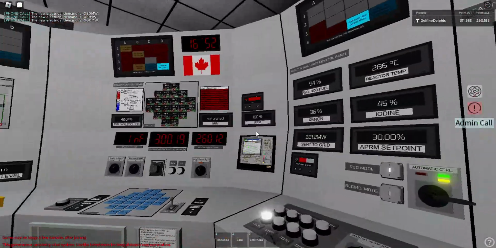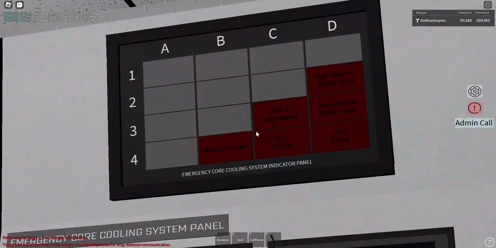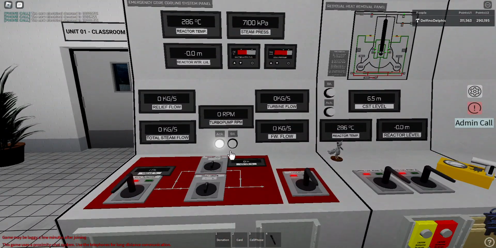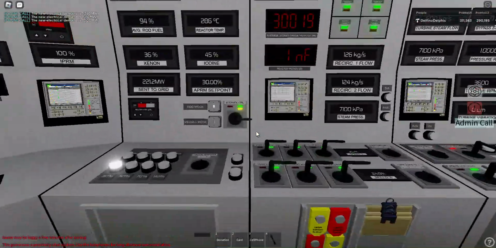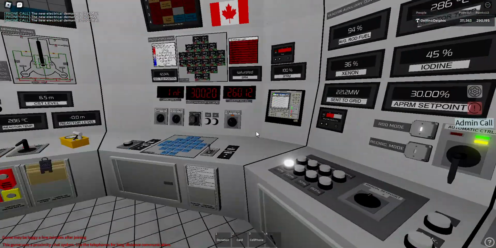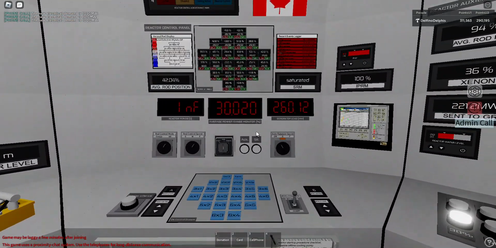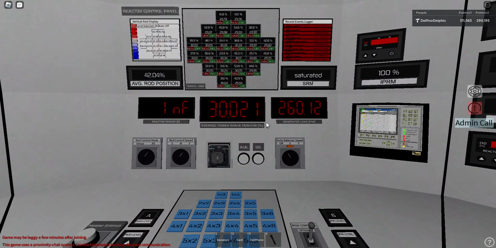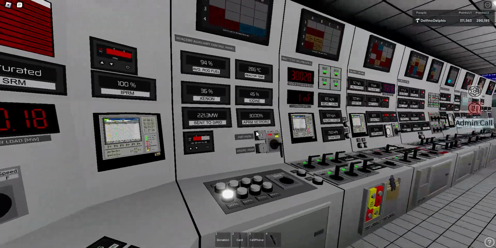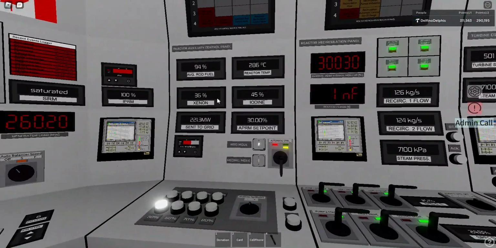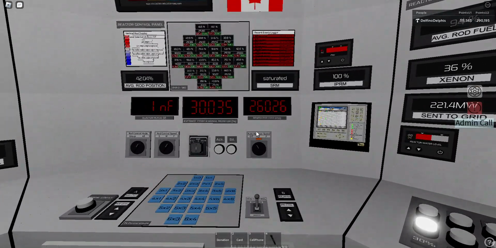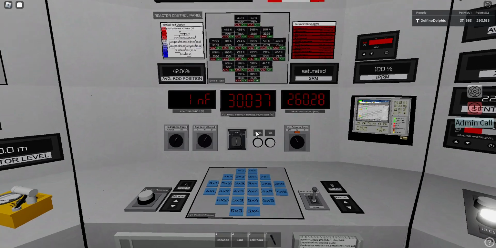So let me disable the auto control for a moment. So you can see if I don't move the rods at all, the reactor is pretty stable. Actually, it's rising in power just a little. This is probably because we are burning xenon now, which is very high. Well, maybe not very, but it's pretty high. But generally the reactor should be quite stable.